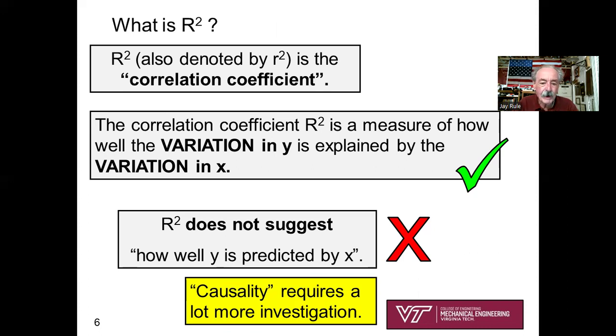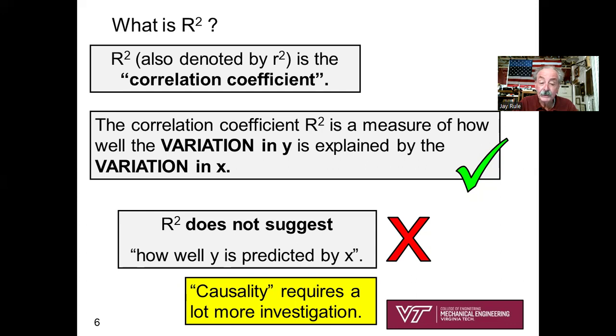What is R squared? R squared is also called, in a lot of textbooks, little r squared, but it's called the correlation coefficient. That's what R squared is, not just R, but R squared, correlation coefficient. Okay, this is really important. The second check: the correlation coefficient R squared is a measure of how well the variation in Y, the change in Y as it gets higher and lower, is explained by the variation in X. That's the word description of what the correlation coefficient is. It's a measure of how well the variation in Y is correlated or explained by the variation in X.